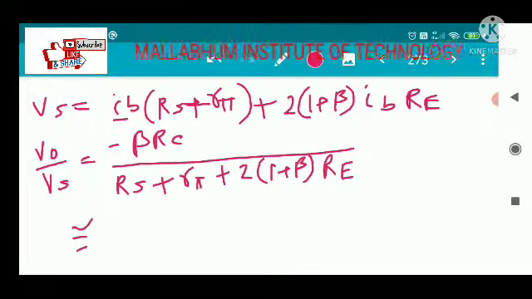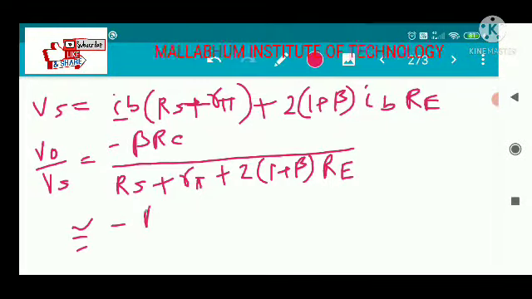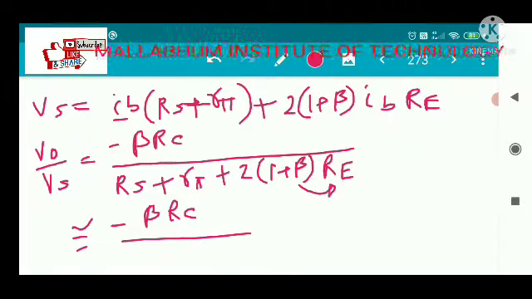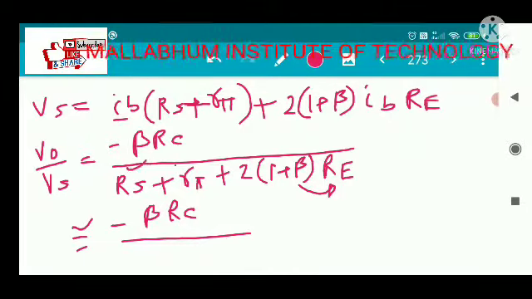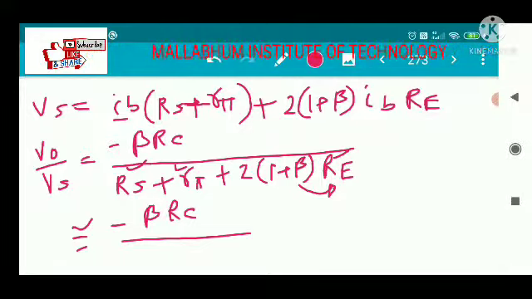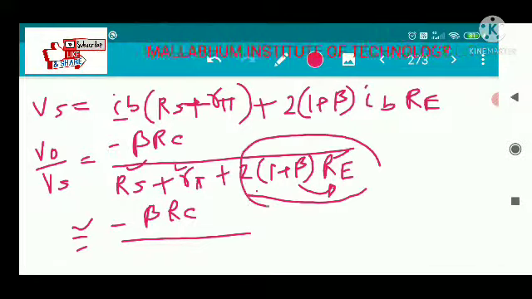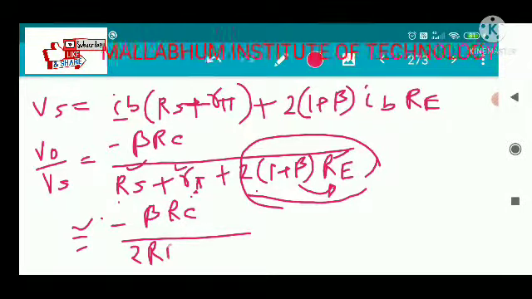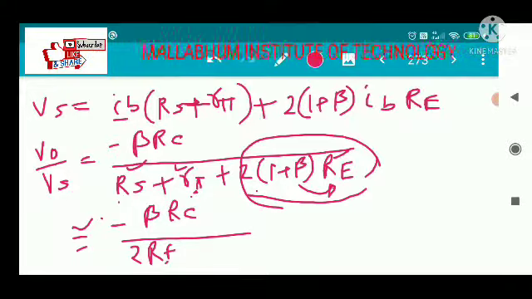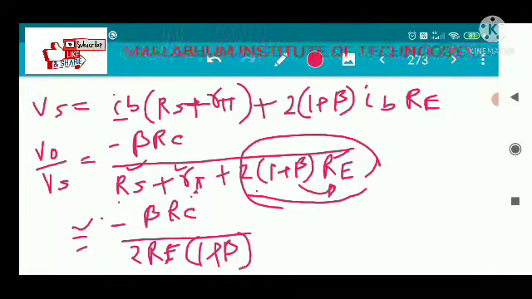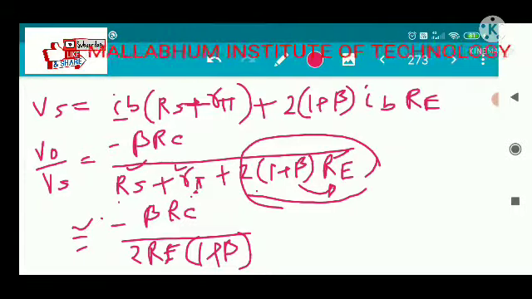So this will be approximated as beta RC, because beta is multiplied with RE. So these RS, R pi, RE are of the same magnitude, as beta is multiplied only with RE. So this value will be higher than these two values, so you can ignore this value. So that is 2 RE, 1 plus beta. Okay. So this is the analysis.